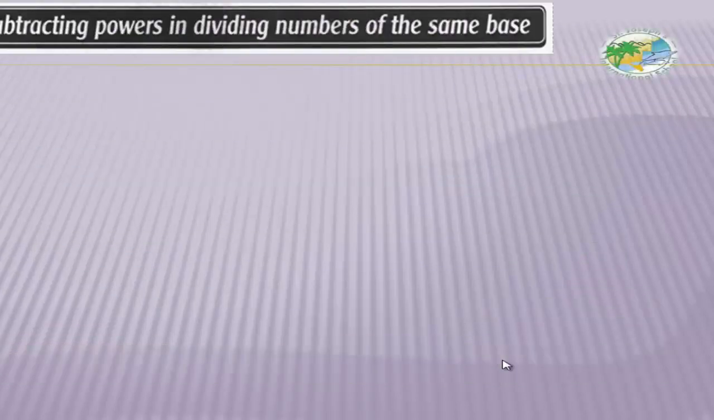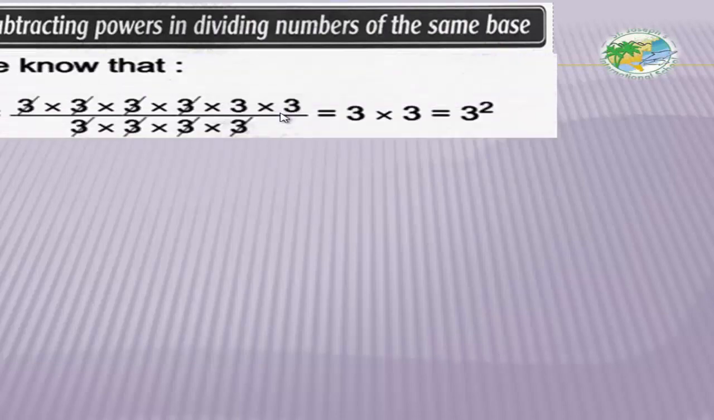The rule of subtracting powers when dividing numbers of the same base. For example, if we know 3 power 6 over 3 power 4, we can write it out and remove 3 with 3, 3 with 3, and so on, so 2 remain: 3 times 3 equals 3 power 2. Why power 2? Because we have 6 minus 4. We can make it so.